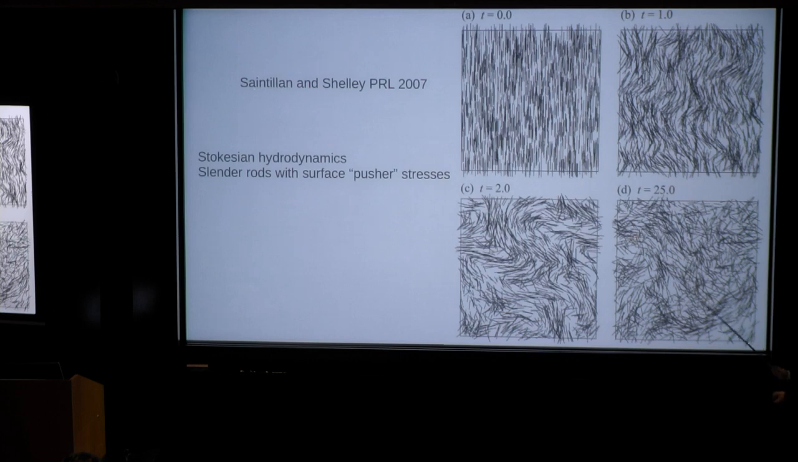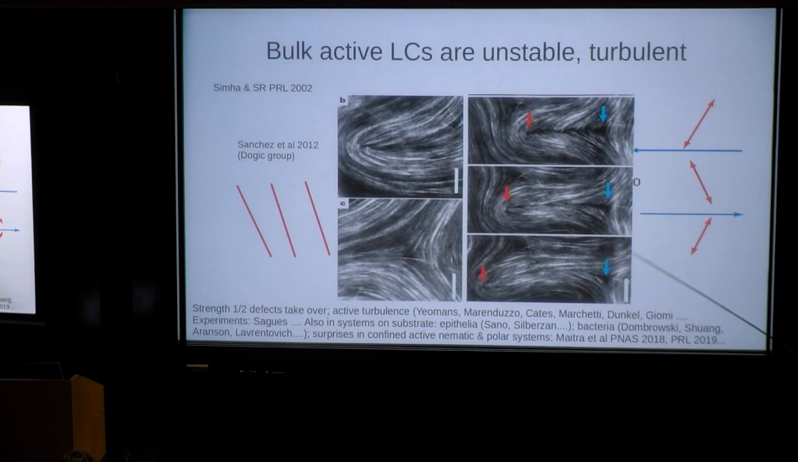But probably the first sort of computer experiment that confirmed our ideas was these beautiful studies by Santillan and Mike Shelley a few years ago. And the first place where I saw, no, maybe the second place where I saw active turbulence. The first was the bacteria. So as I said, bulk active liquid crystals, Stokesian, are unstable and ultimately turbulent, and Zvonimir will doubtless tell you more about this spectacular dynamics.